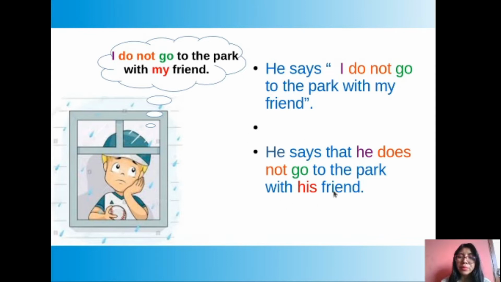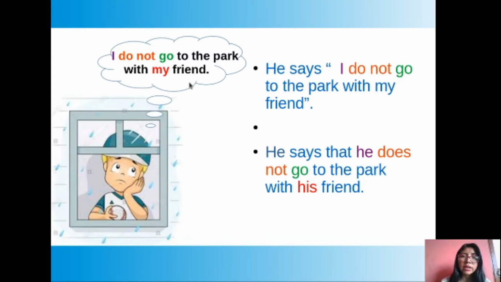I am going to report in indirect way. That is the same. I have to put my introductory sentence. He says that he does not go to the park with his friend. Okay, pay attention. In this case, I have to change the auxiliary because of the subject. I do, he does. Remember, you are going to use that in order to make questions and in order to make negative sentences according to the subject, he, she, or it.